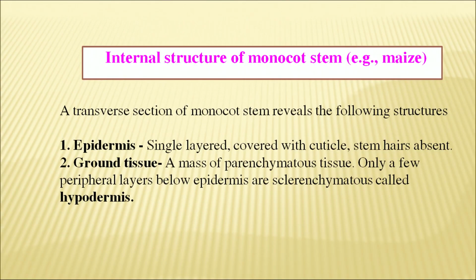Monocots are represented by family Gramineae, generally the grass family, and the representative examples are wheat, maize, garden grass, etc. So, their stem structure is quite different from the dicot stems. Generally, we see that monocots are short-lived plants. They grow for a season, give off their seeds or their product, and they die off.